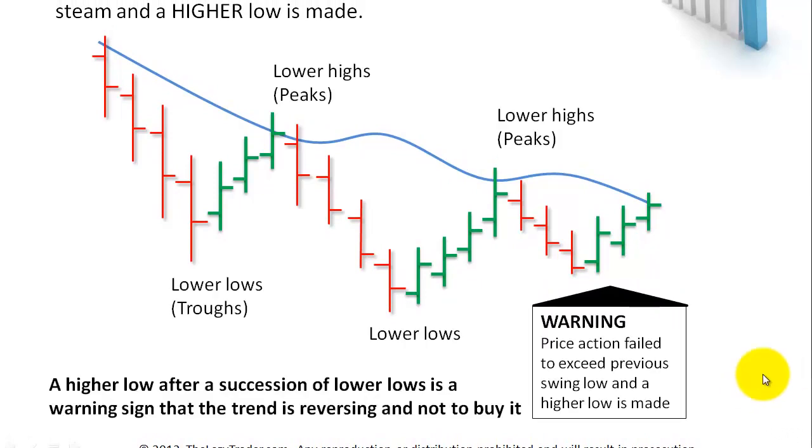So just to recap, as a warning, when price action fails to exceed the previous swing low and makes a higher low, that's a sign that the trend is starting to bend. It's no longer your friend. And the cyclicity there is not looking that predictable anymore, so it's time to get out and move on to another currency pair, because there's always going to be something else to trade.